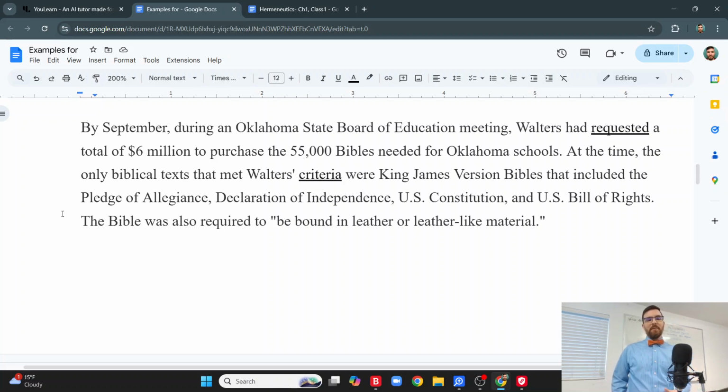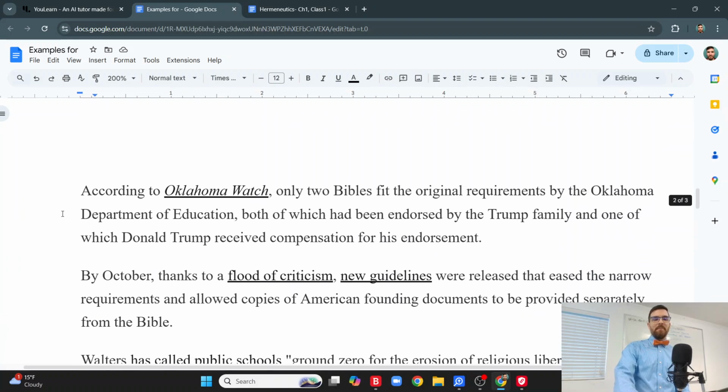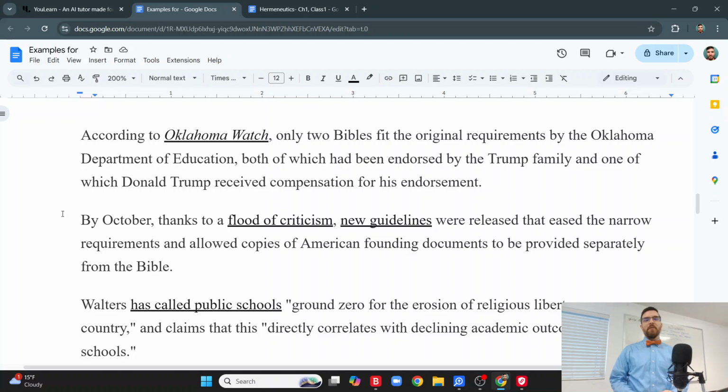At the time, the only biblical texts that met Walters' criteria were King James Version Bibles that included the Pledge of Allegiance, Declaration of Independence, U.S. Constitution, and U.S. Bill of Rights. The Bible was also required to be bound in leather or leather-like material. According to the Oklahoma Watch, only 2 Bibles fit the original requirements by the Oklahoma Department of Education, both of which had been endorsed by the Trump family, and one of which Donald Trump received compensation for his endorsement.